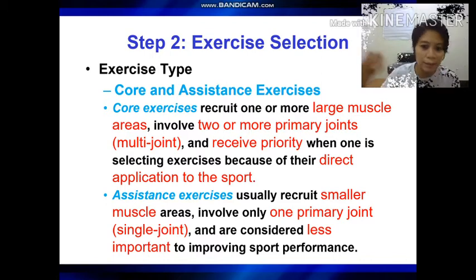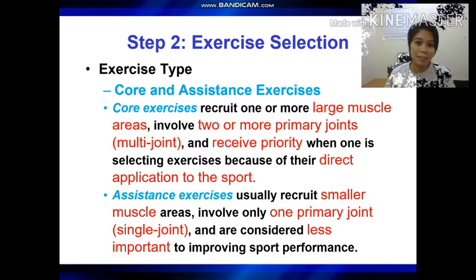And for assistance exercises, we can still give two examples: tricep and biceps curl. Can you get it? And there are many more examples. You can read the book, right? Okay, you know what I'm talking about.